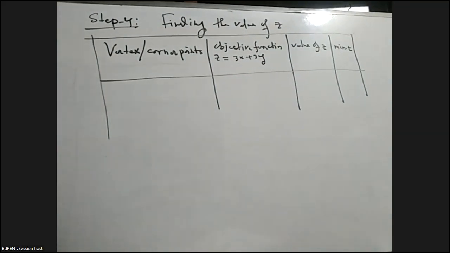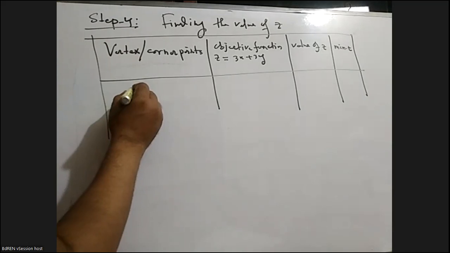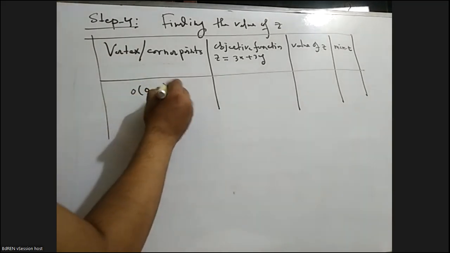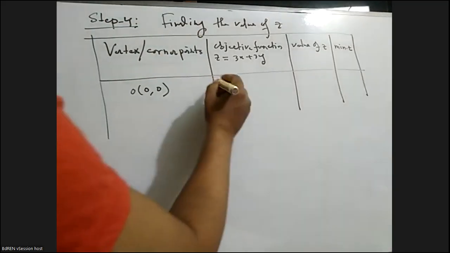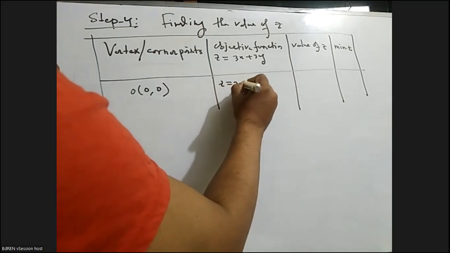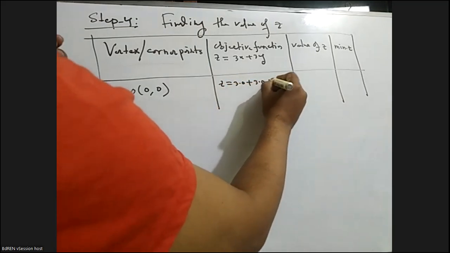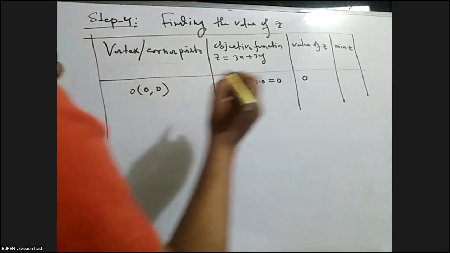Now, what are the corner points for us? For the polygon OCFB. The first point, what was O point? O (0, 0) point. At this point, value of Z what? 3 into 0 plus 3 into 0 equals to 0. Value of Z what? 0.